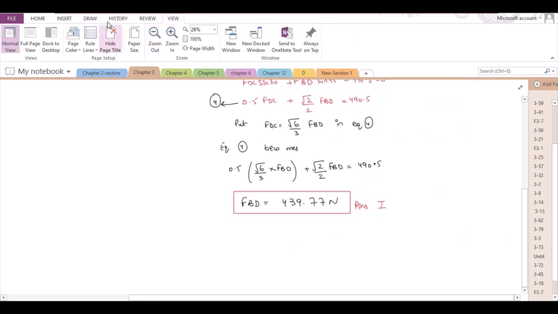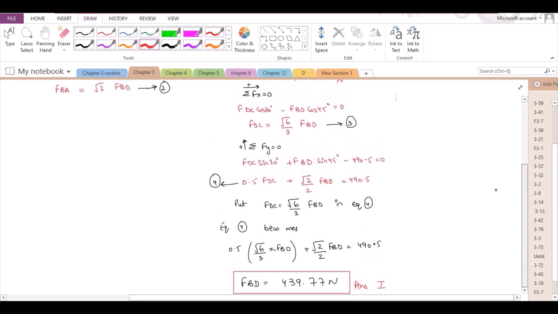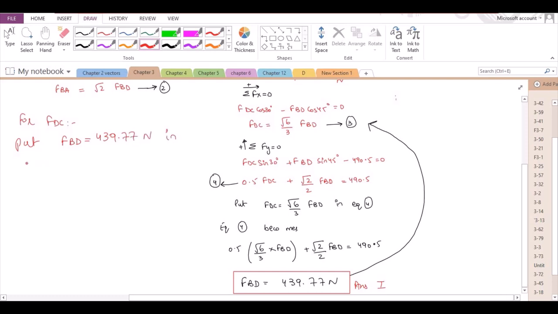Now if we put this FBD back in equation 3, then from equation 3 we can get the answer for the FDC force. So for FDC, put FBD equal to 439.77 newtons in equation 3. So from equation 3, FDC comes out to be 359.07 newtons. This is our second answer.